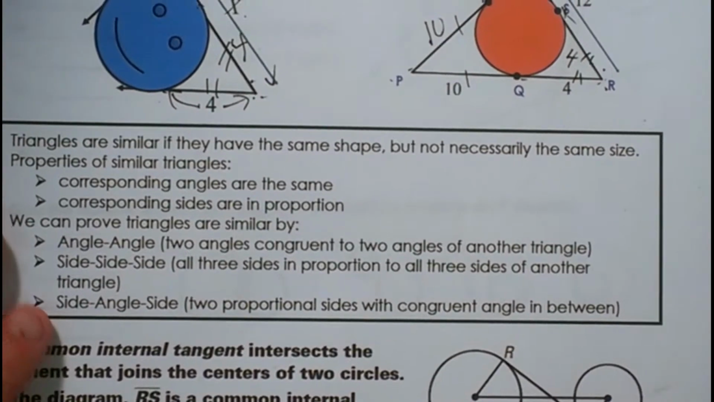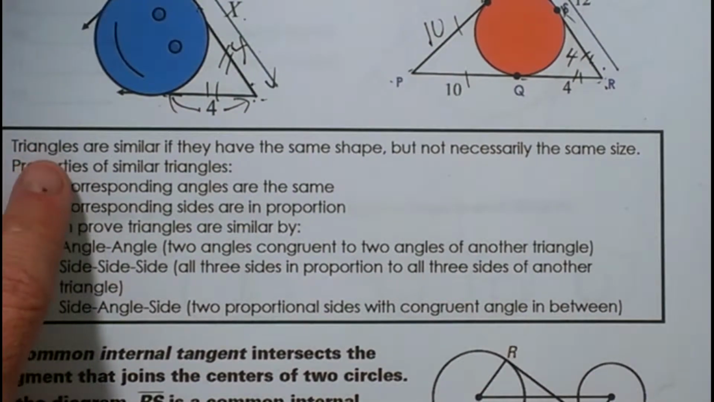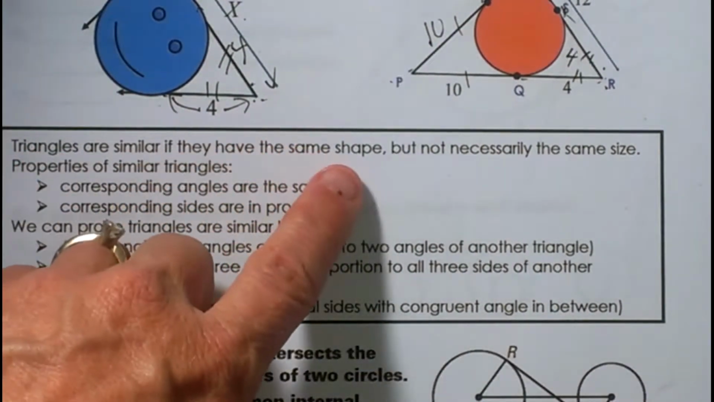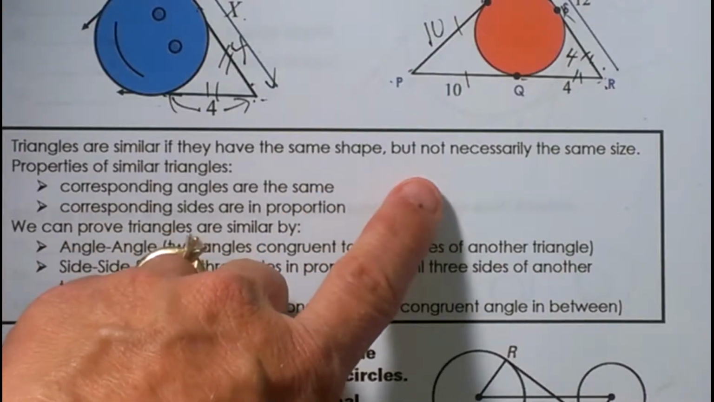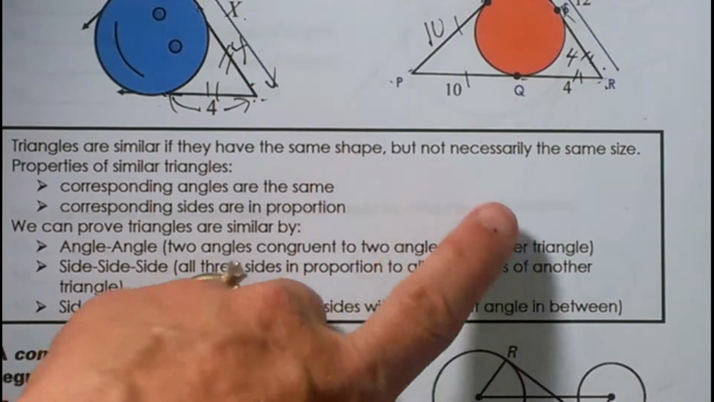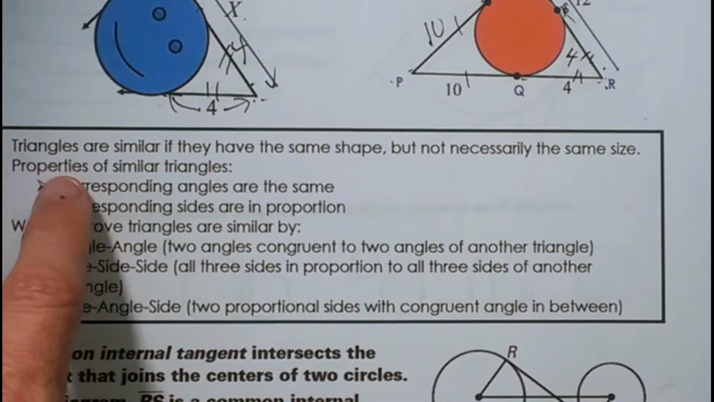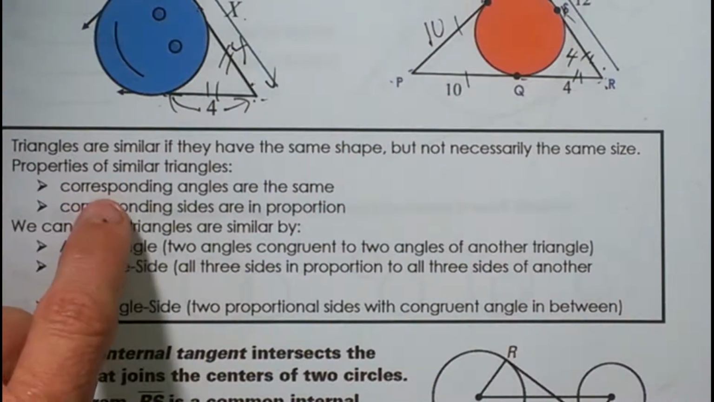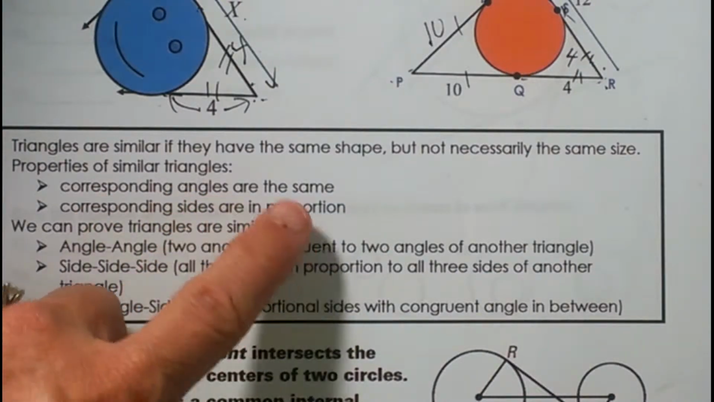Triangles are similar if they have the same shape, but not the exact same size. In other words, they have to have the same angles, but not the same length of the sides. So the properties of similar triangles are their corresponding angles are the same.